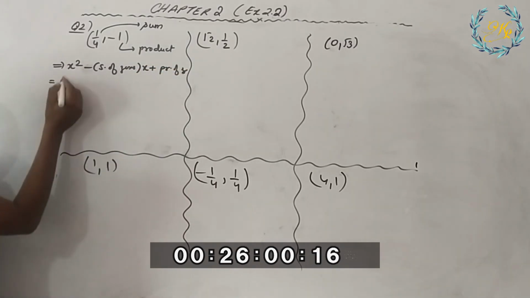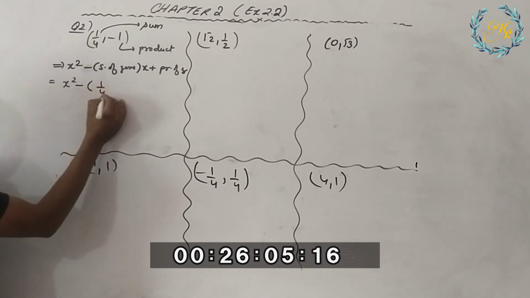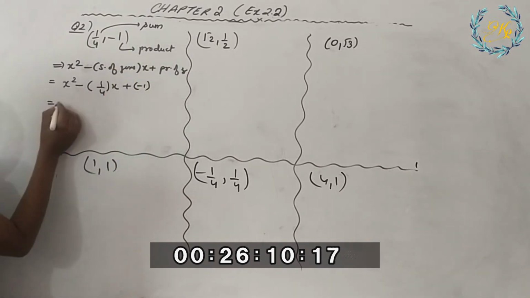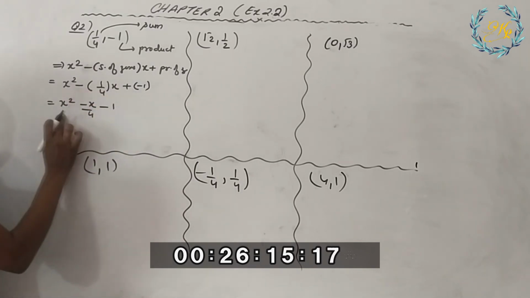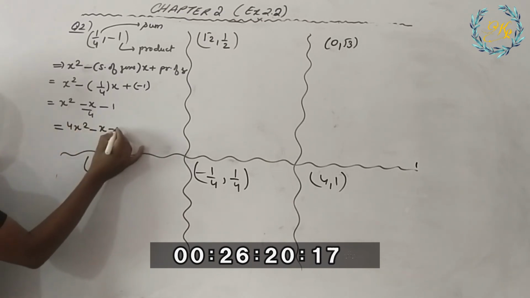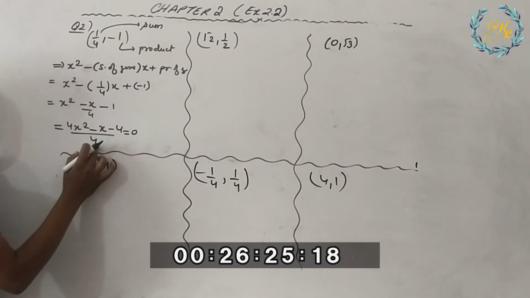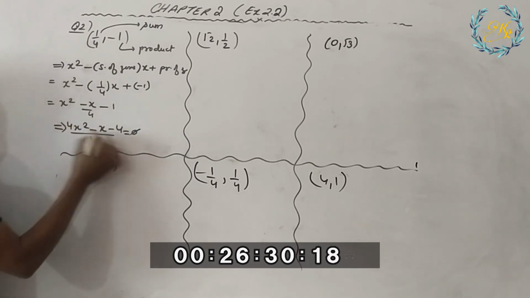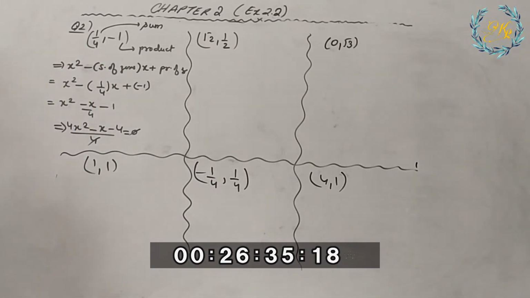Now see how to solve it. Keep x square as it is, minus. In place of sum of zeros, the value is 1 by 4 into x plus product of zeros minus 1. X square, you see this, it becomes x upon 4 minus 1. Taking LCM here, you get 4x square minus x minus 4. Actually you get upon 4 here. We have to remove this from here. So keep it as a 0 in front of it, and when you multiply by 4, this is the quadratic equation using these two values. The sum is over.